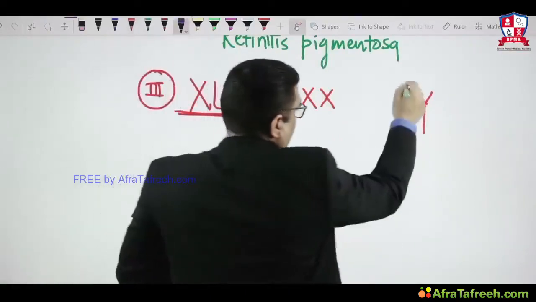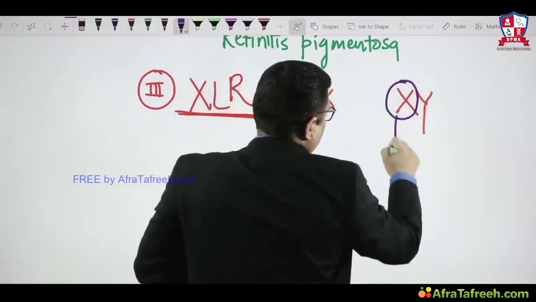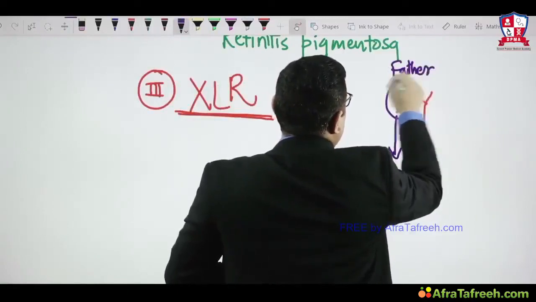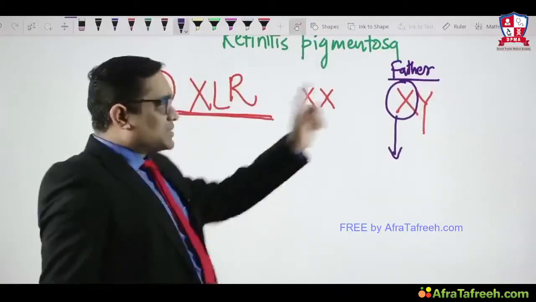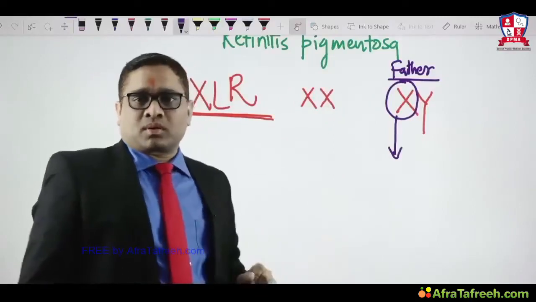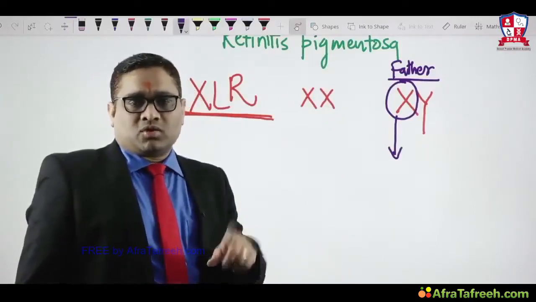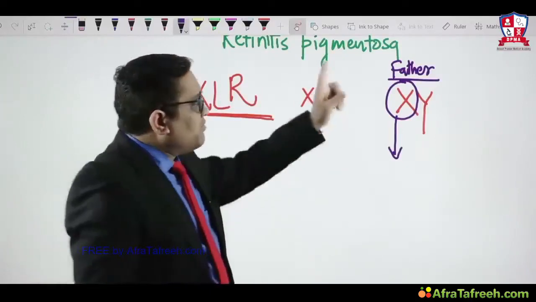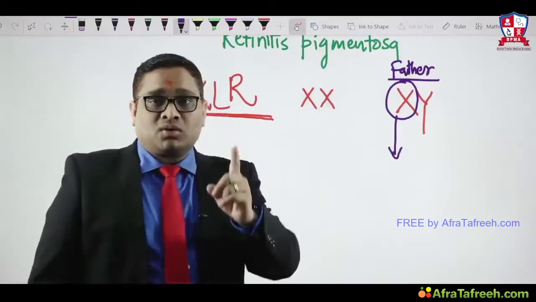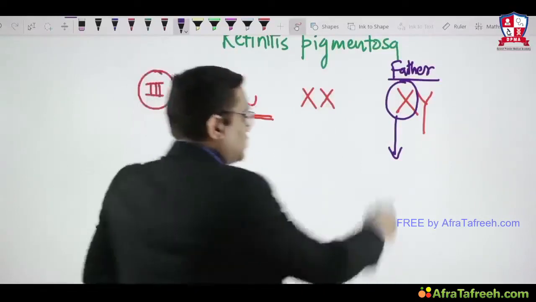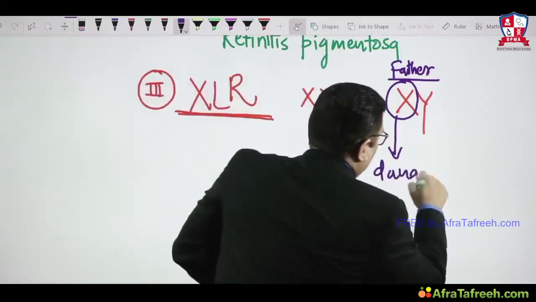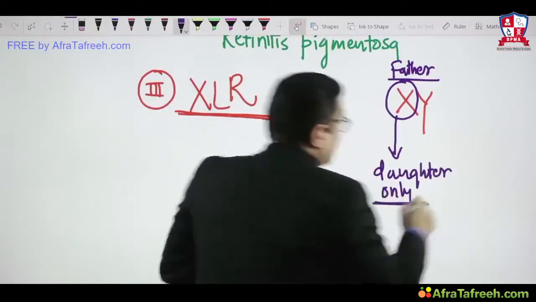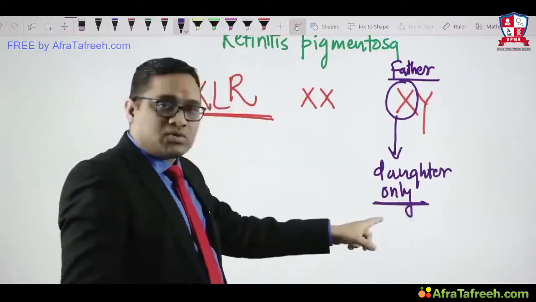That X chromosome of the father, so it is male, right? Suppose he is a father, right? So father's X chromosome will be transmitted to whom? Daughter or son or both? So always remember this point. Father's X chromosome will go to daughter only. So it will be transmitted to daughter only. So this concept we should have in our mind, daughters only, right?